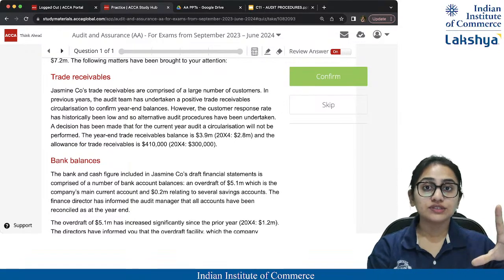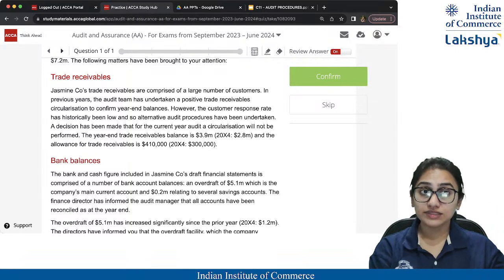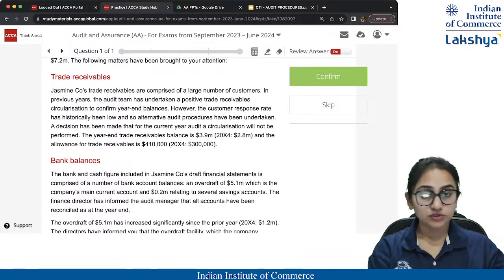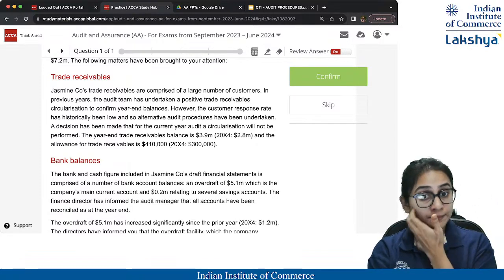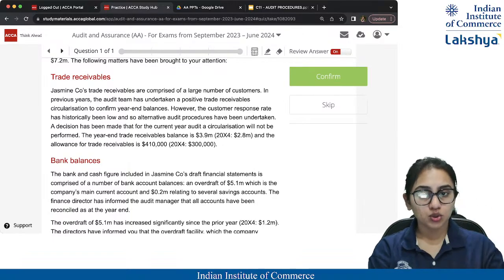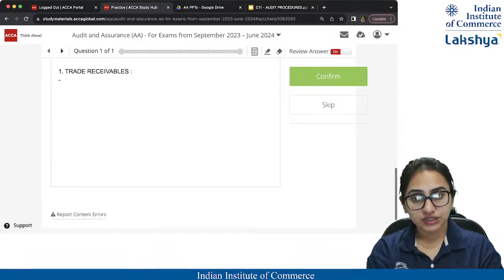Now there is a trade receivable from many customers. In previous years you had undertaken a drive that you send confirmation letters to people and people should confirm their balance, that yes, this much is receivable by me, this much is receivable from the company. But the response rate has been very bad. So this year the company is not doing that. So what will be your procedures, substantive procedures for trade receivables?